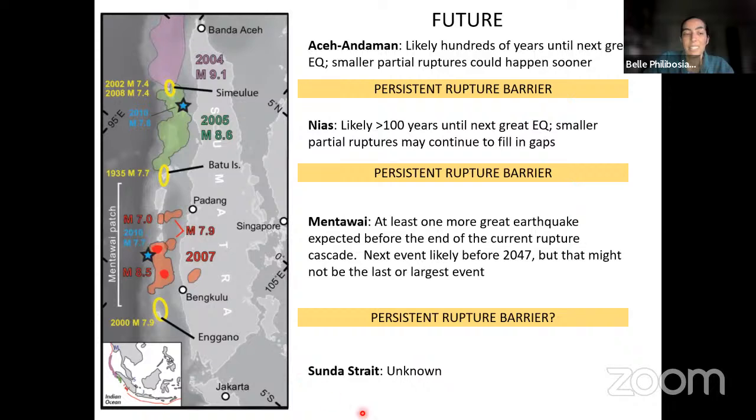And again, down south in the Sunda Strait, because we don't know anything about the past, we don't really know anything about the future either. So that's why it would be great to get more data in that area.